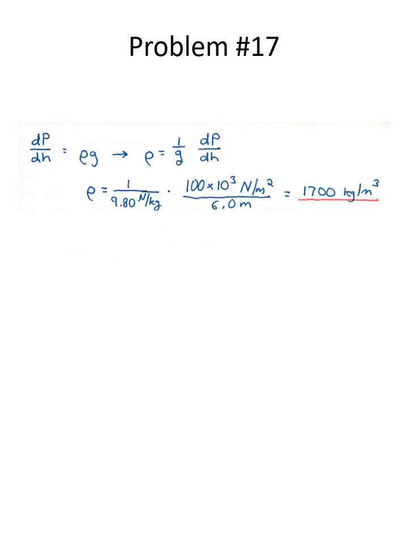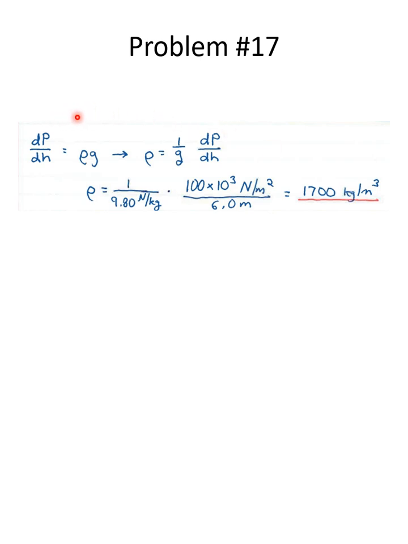Problem number 17. What is the density of a fluid whose pressure increases at the rate of 100 kilopascals for every 6 meters of depth? So it's asking the density. It's giving a rate of pressure increase per depth. And so this brings to mind this equation right here.